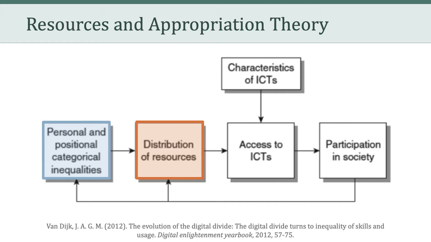The next step is an unequal distribution of resources causes unequal access to digital technologies. And importantly, unequal access to digital technologies also depends on the characteristics of those technologies, such as their price, their complexity, their popularity. Next, unequal access to digital technologies brings about unequal participation in society. Ultimately, unequal participation in society reinforces categorical inequalities and unequal distributions of resources. In other words, it's a vicious cycle of reinforcement.